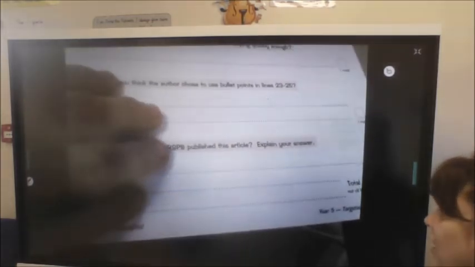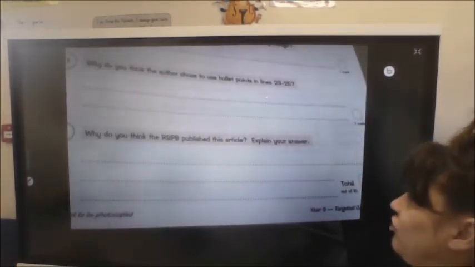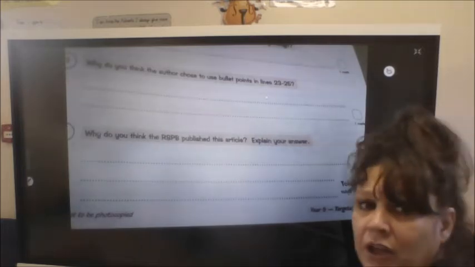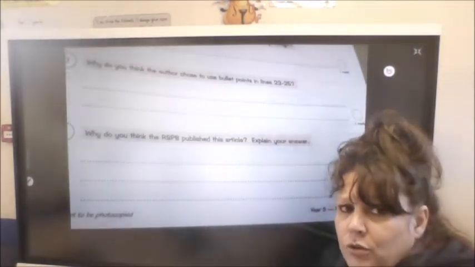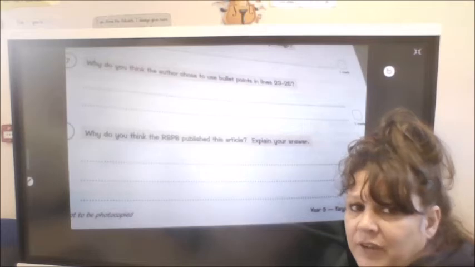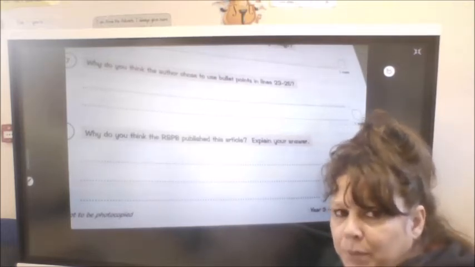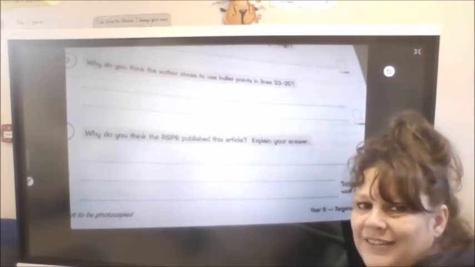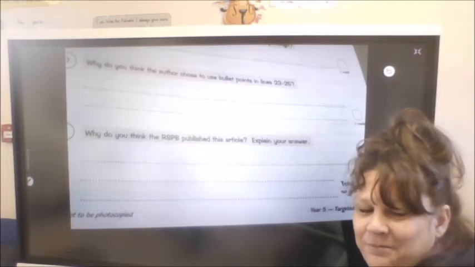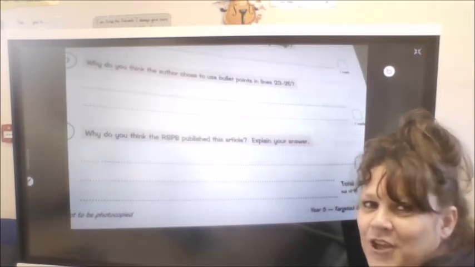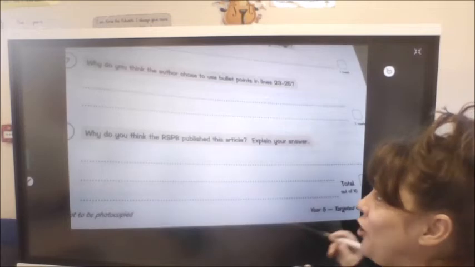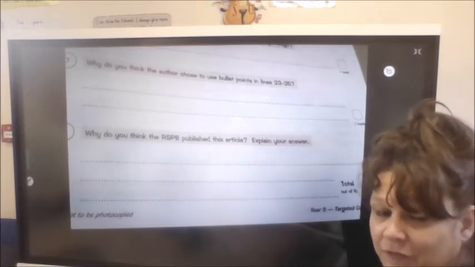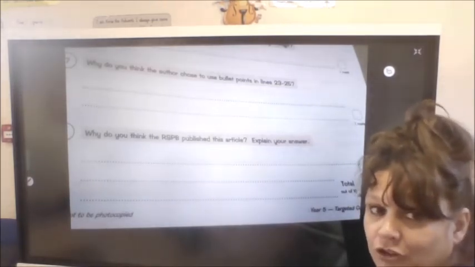why do you think the RSPB published this article? And there's no right or wrong answer to this. You can say, what do you think the purpose of it is? Why do you think they published this article? What is its purpose? Okay. So you've got the text, you've got the questions, so pages 6 and 7 of your comprehension.